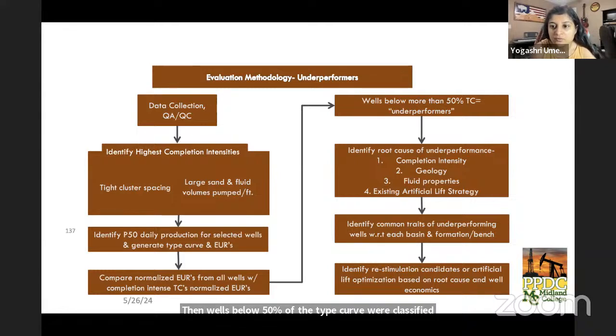Then you identify the root cause of underperformance, which is completion intensity, artificial lift, geology, or fluid properties. Then you identify common traits of underperforming wells with respect to each formation and bench. Then you identify re-stimulation candidates or artificial lift optimization based on root cause and well economics.